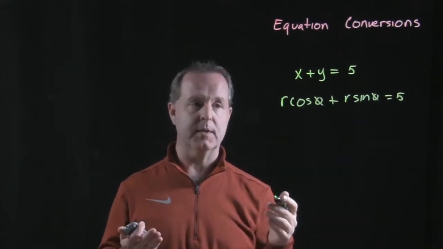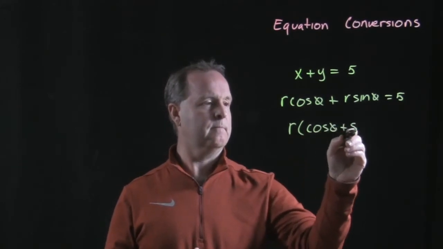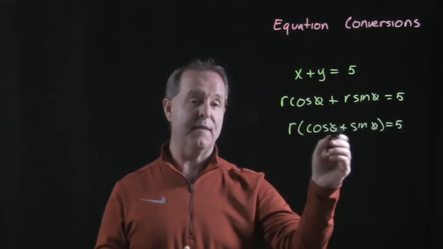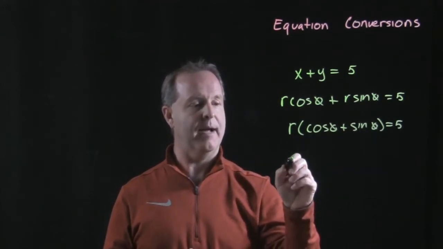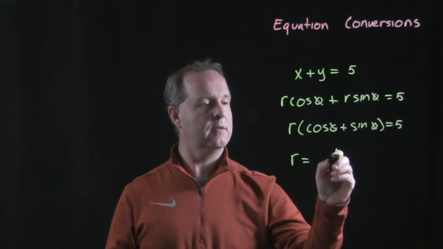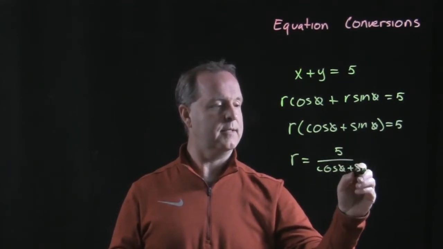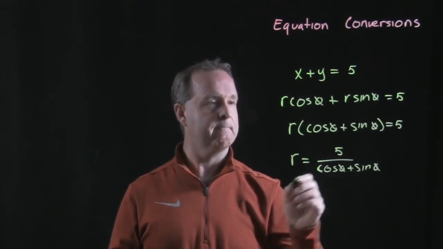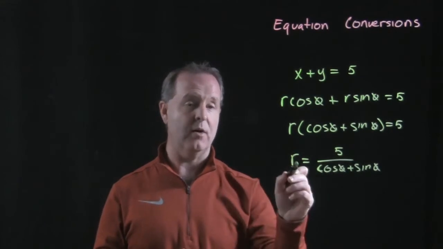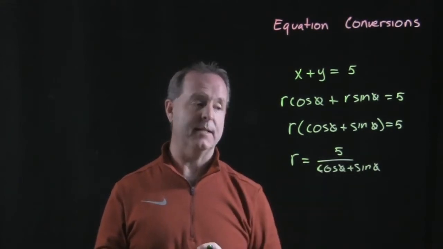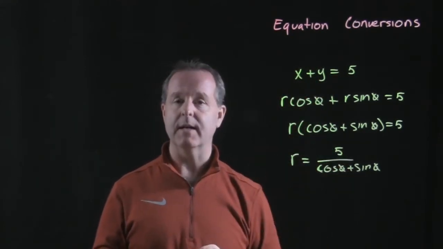Now let's solve this in terms of r. So I'm going to factor an r out. Cosine theta plus sine theta doesn't equal 1. It would if they were squares. So we'll divide both sides by that. So r equals 5 over cosine theta plus sine theta. So x plus y equals 5 is the exact same equation as r equals 5 over cosine theta plus sine theta. One's just written in rectangular form, the other is written in polar form.